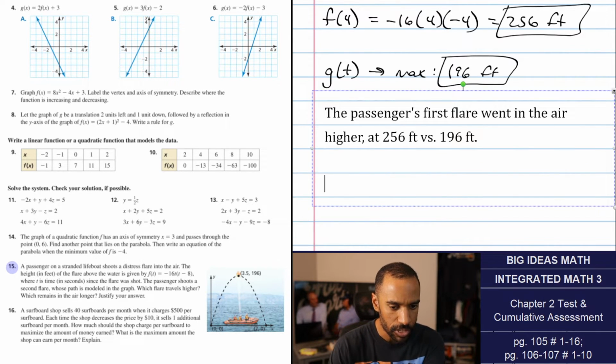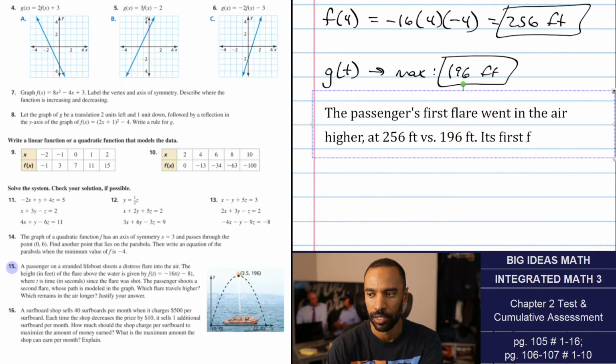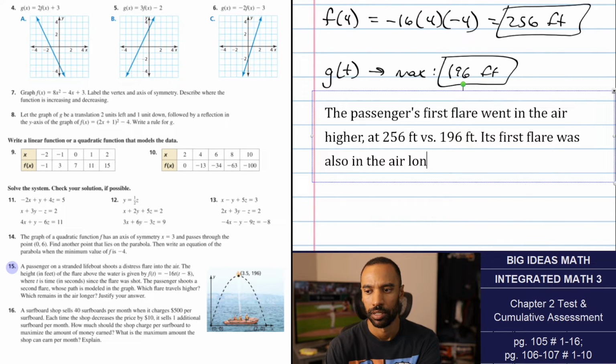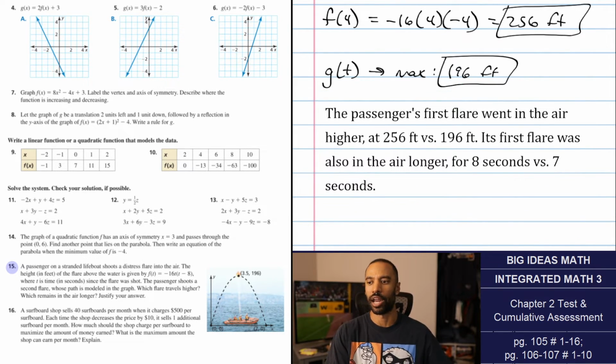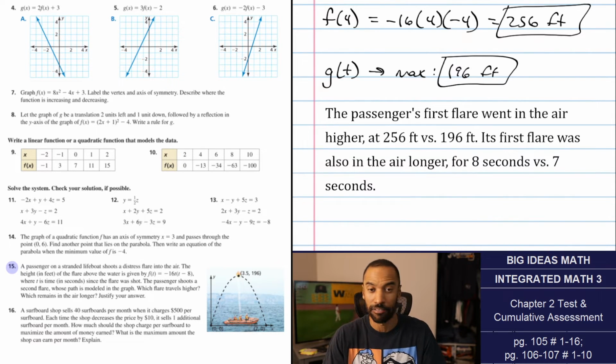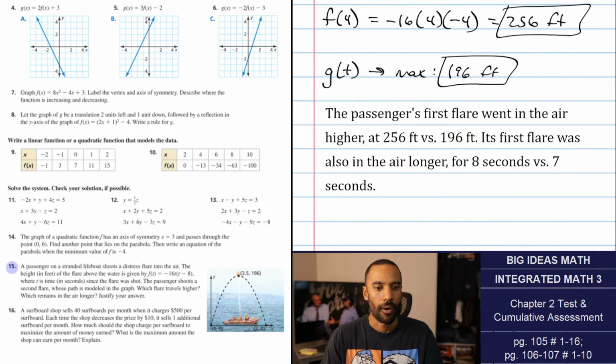This one, if you can see that graph, it goes from 0, 0 to 7, 0. Its first flare was also in the air longer, for 8 seconds versus 7 seconds. And I think that kind of just makes sense that it's going to be in the air longer. It shot up higher. It follows the same gravity rules. So it makes sense that it was also in the air longer. All right, so passenger, let's go. All right, so that's it.